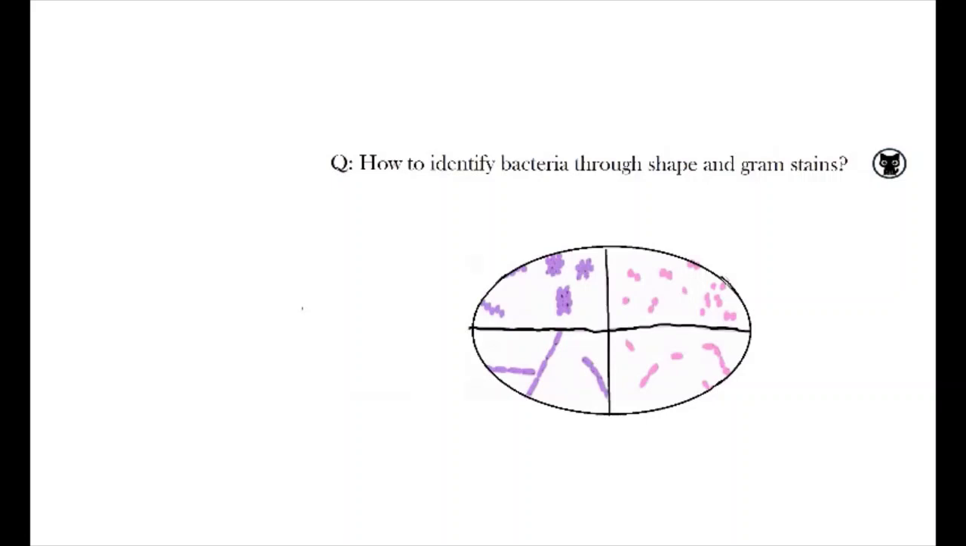Hey guys, in this video we'll be going over basic bacteria identification, their shape, and a process known as gram stains. To start off, let's look at the circular-like table before us. Each box shows a drawing of what we might see under a microscope if we were looking at some bacteria.